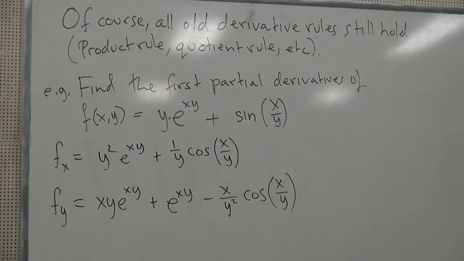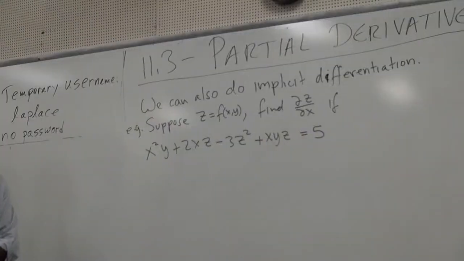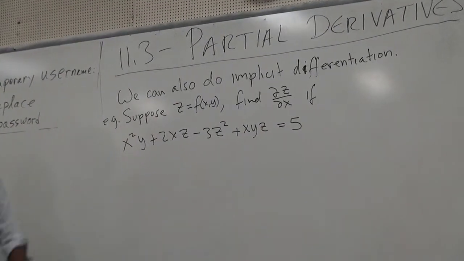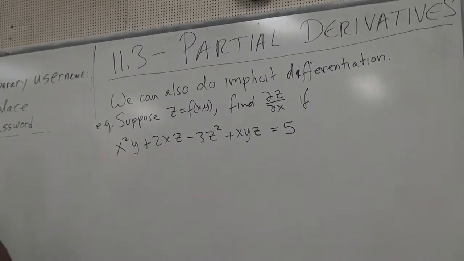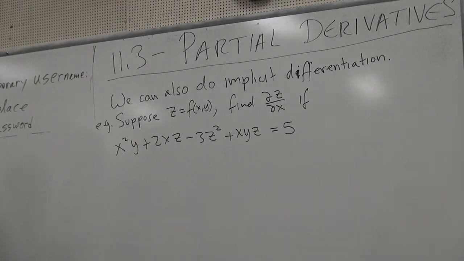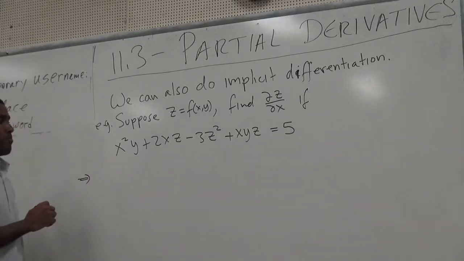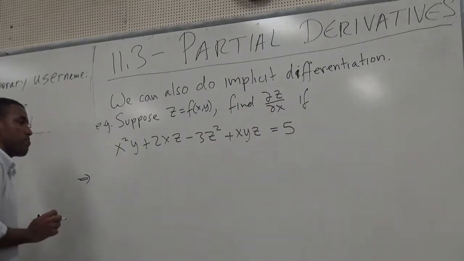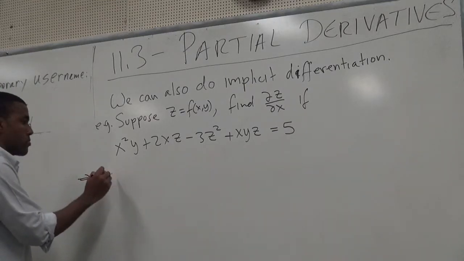Implicit differentiation, remember this? Unfortunately. It's that thing where if you had x and y, whenever you differentiate y, you attach a y prime to it because of the chain rule. We're not going over the process here. I expect you guys to remember that. So what would this be? I'm finding the partial of z with respect to x.